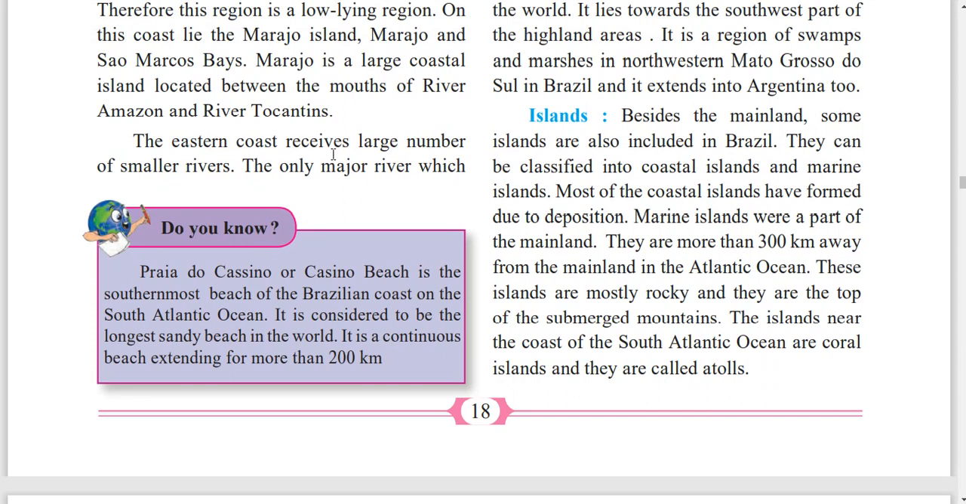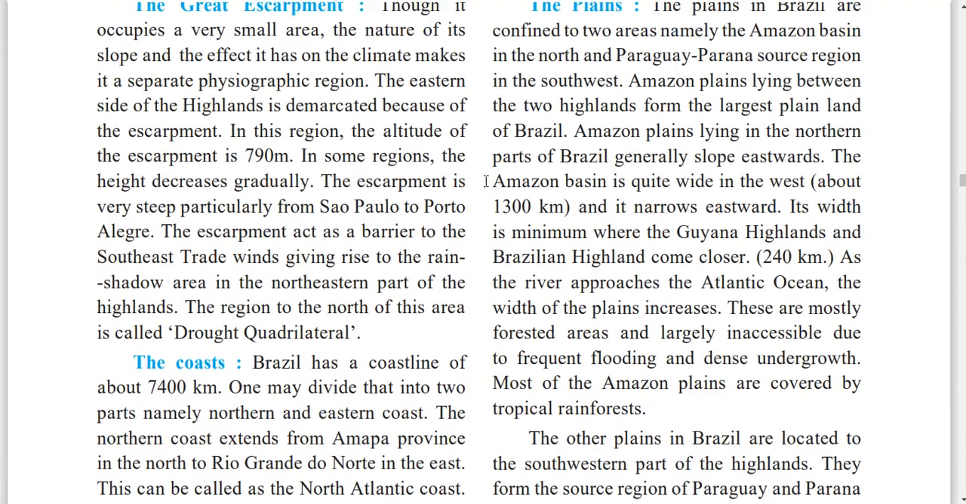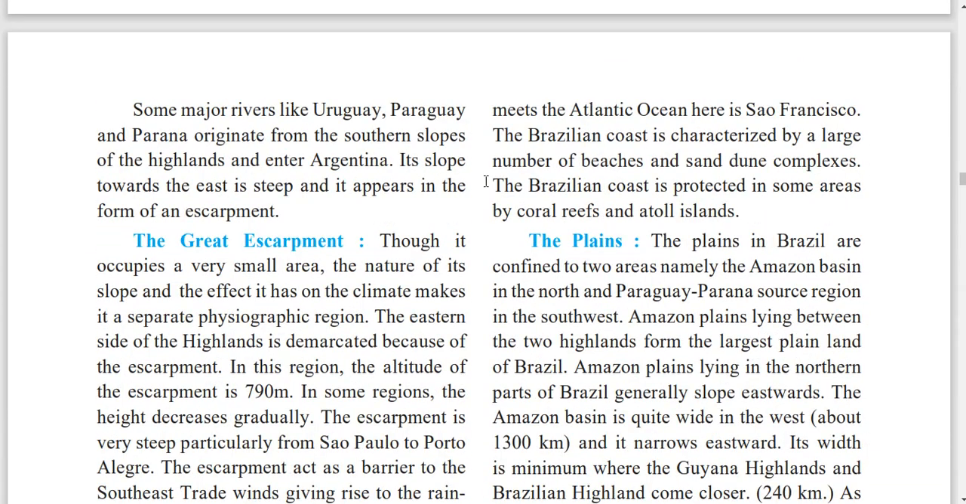The eastern coast receives a large number of small rivers. The only major river which meets the Atlantic Ocean here is the San Francisco. The Brazilian coast is characterized by a large number of beaches and sand dune complexes. The Brazilian coast is protected in some areas by coral reefs and atoll islands.